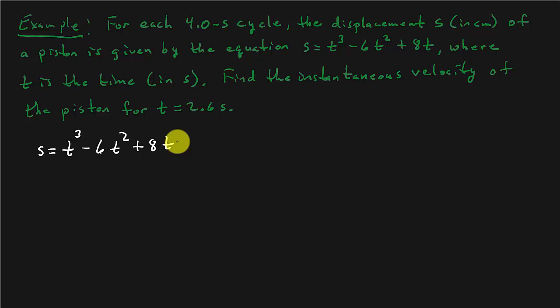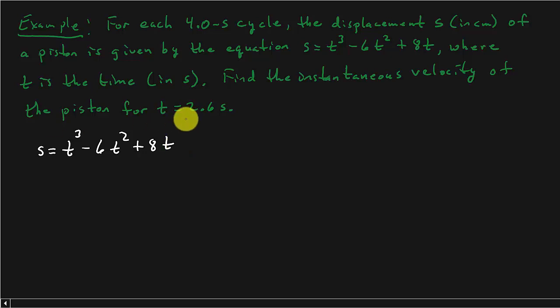And then what's the change in velocity? Think about if you're driving down the road at 50 miles an hour and you speed up or you slow down. If you speed up, that's acceleration, slowing down, deceleration, right? Well, that's change in velocity. So the derivative of your velocity function would be acceleration. And we get more into that as the course goes on also. All right, so find the instantaneous velocity of the piston for t equals 2.6 seconds.